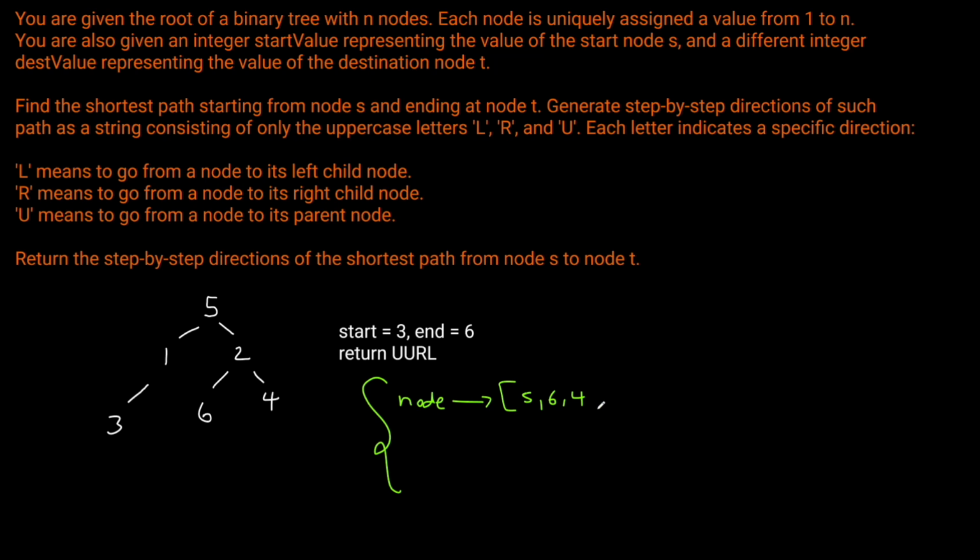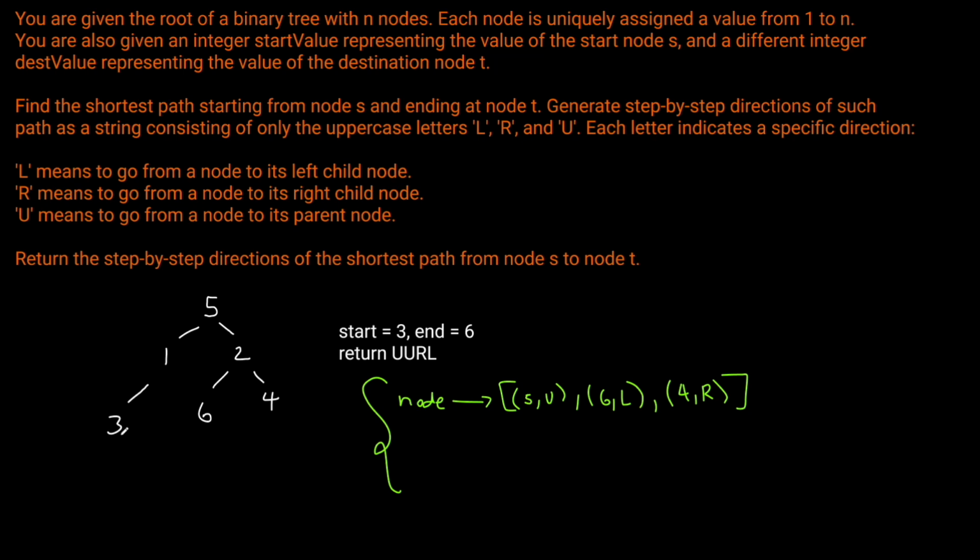Now, this problem is unique in that it asks for the directions, which means that we have to keep track of the path that we've gone. So instead of just storing the nodes that we can reach from any given node, we also have to store the direction where that node is. So for the 2, again, we would store 5, but we also need to store U to indicate that it's the parent. When we store 6, we need to make note that it's its left child. And when we store 4, we need to store it with the right child. And we can do this for every single node in our tree.